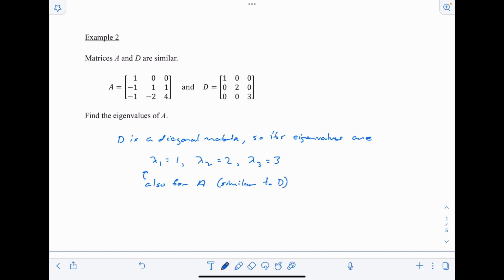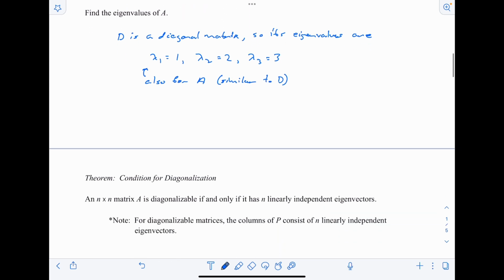So it's just a way to quickly find eigenvalues if you happen to know that the matrices are similar, and if one of the matrices is easier to find the eigenvalues for than the other, you could do an indirect way like that. All right, well, moving on.